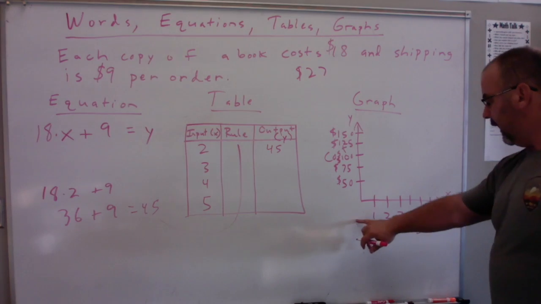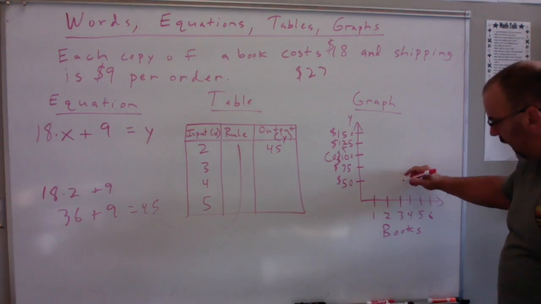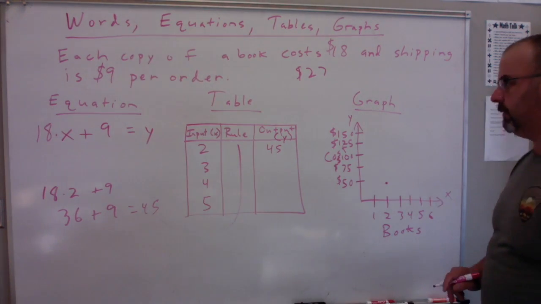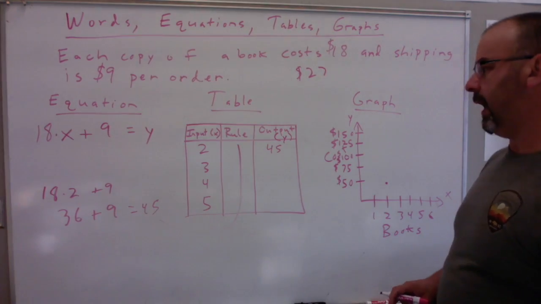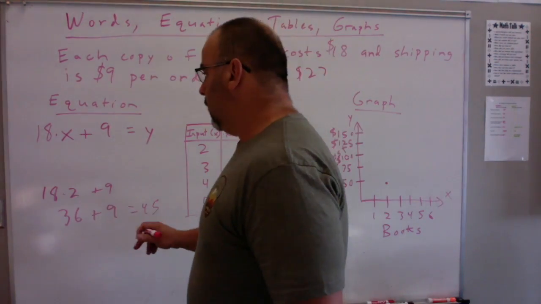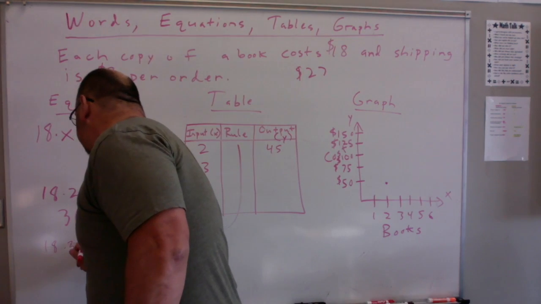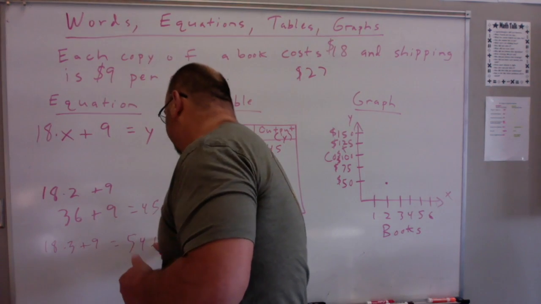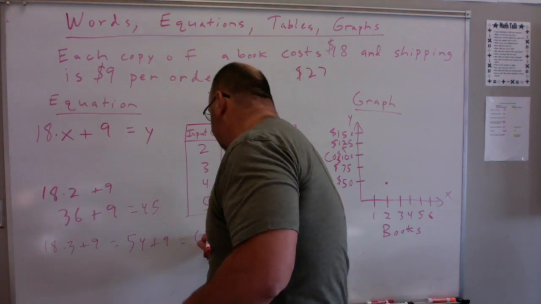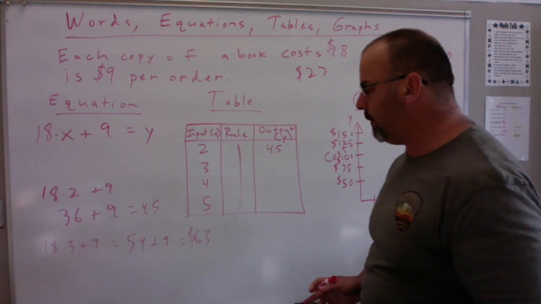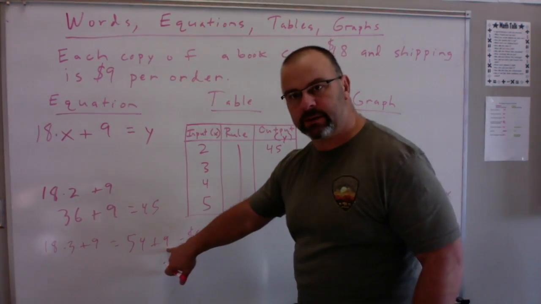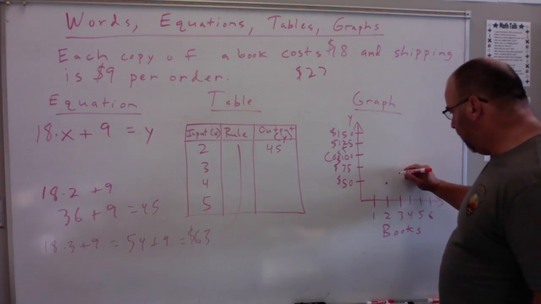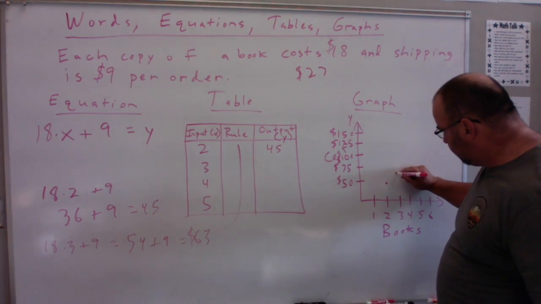So I could graph that. At 2 books, it's almost $50, okay? So I'm going to go like this, and I'll put that right here, okay? So it's almost 50. A little bit below that, 45. Then 3 of them, I'm going to go 18 times 3 plus 9, which is 54 plus 9, which comes out to be $63. Now notice the shipping didn't change. It's still only $9. So it's $63. So at 3, I'm going to be above here, right around $63.